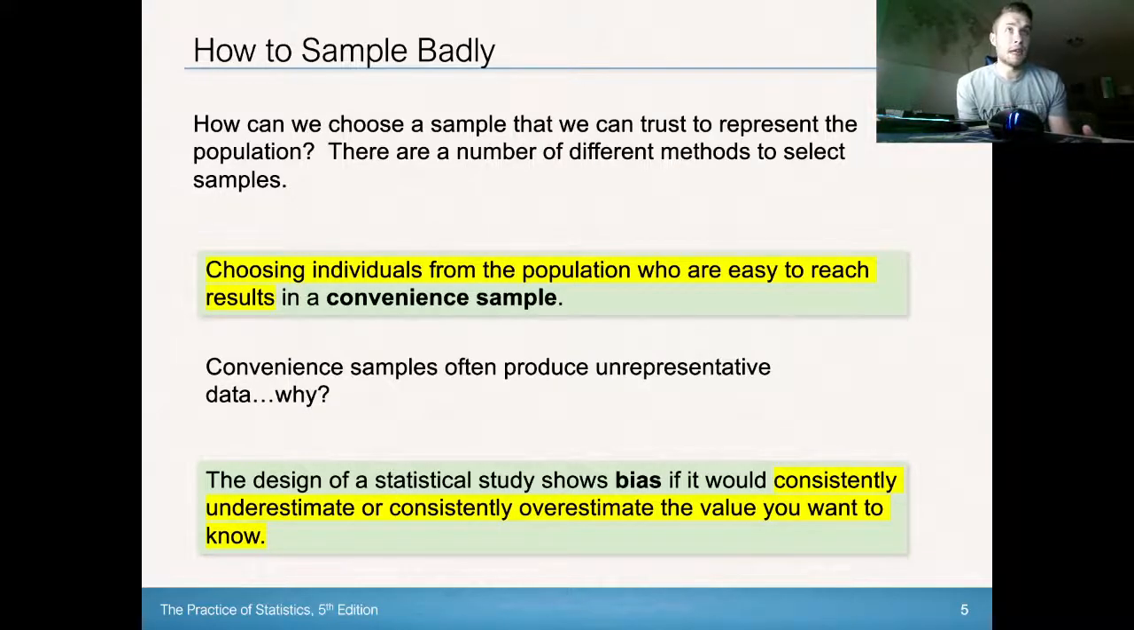It could even be 100. I don't care. It doesn't matter the amount. But what's wrong with that first 100 or first 50, whatever the size is, that comes into the school? Well, they're probably going to be underclassmen, right? They're going to be freshmen.